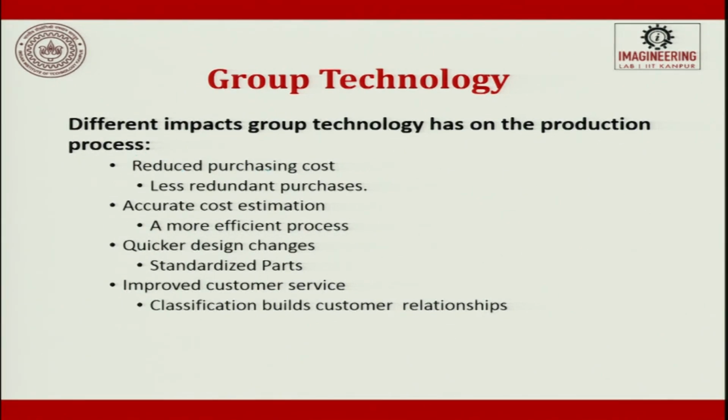It reduces purchasing cost, redundancy is reduced, accurate cost estimation can happen, quicker design changes can happen because you have standardized the part. So, when there is a small change, you have to do some modification on the standard process plan. Improvement in the customer satisfaction because you have reduced the lead time. So, customer relationship can be built. These are the different impacts group technology has on the production process.